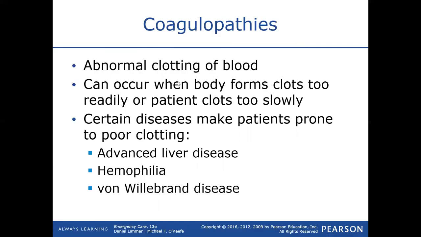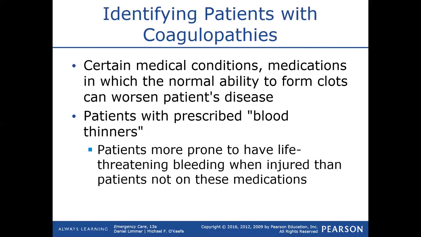Abnormal clotting of the blood. So these are coagulopathies. They can occur when the body forms clots too readily or the patient clots too slowly, okay? Certain diseases make patients prone to poor clotting, like advanced liver disease, hemophilia, von Willebrand disease, okay? So coagulopathies can occur when the body forms a clot too readily. So you can form clots in your body when you're not supposed to, and that can get lodged in other places in your body. Or if it clots too slowly, when you get a cut and it doesn't clot, then you can bleed out. And if it's internal bleeding, that can be very, very serious.